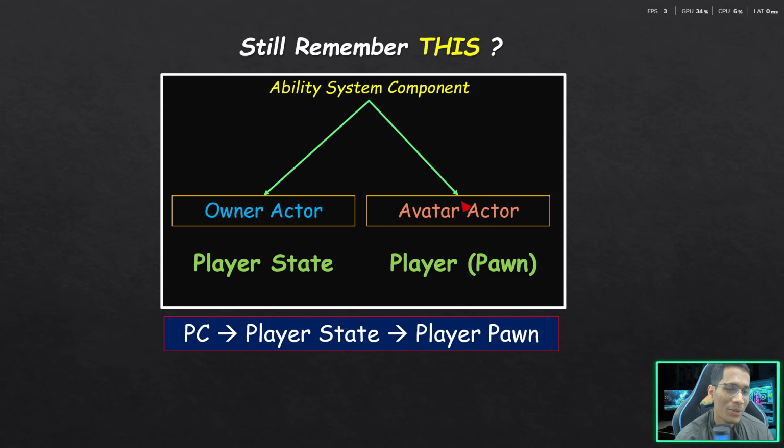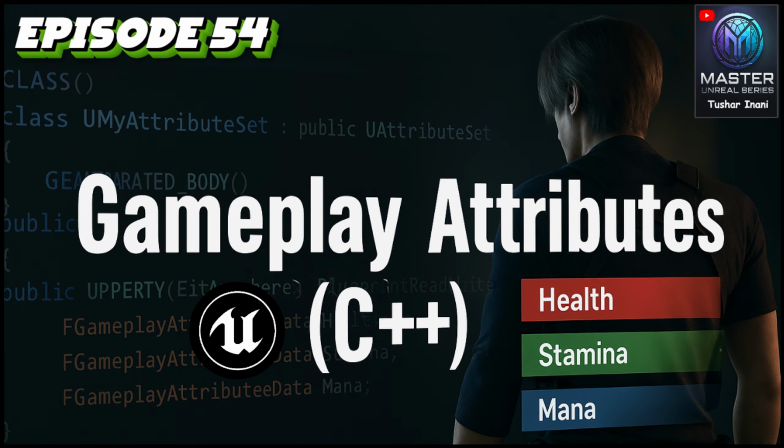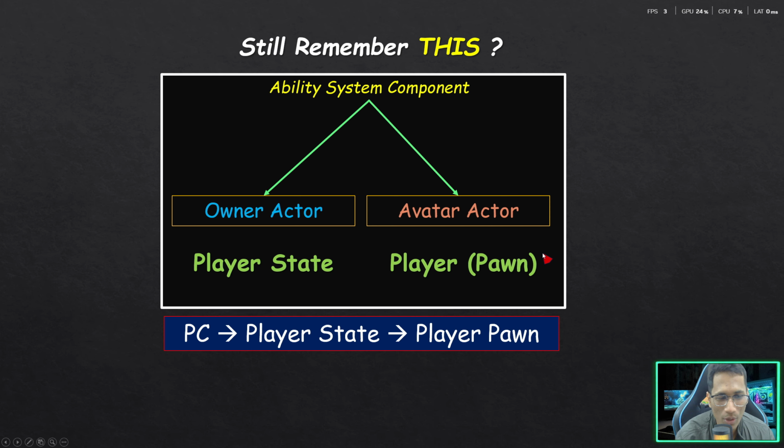All right, so do you remember this slide? Let me just recall for those who are following my series. You remember we started C++ with the gameplay attributes, and then we added the gameplay ability system in the player pawn, that is your character. Later, as we progressed, we came up with the final stable architecture where we decided that the ability system component will live on the player state, which means it will be the owner, and the physical representation will be the pawn.